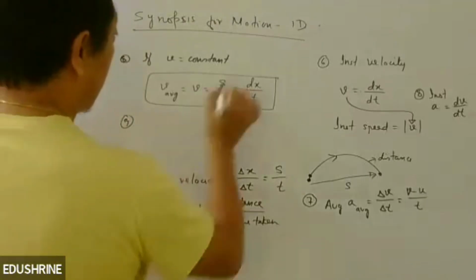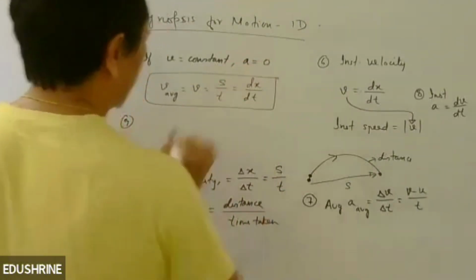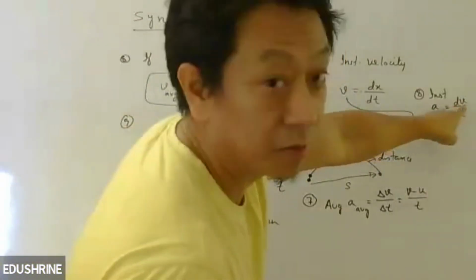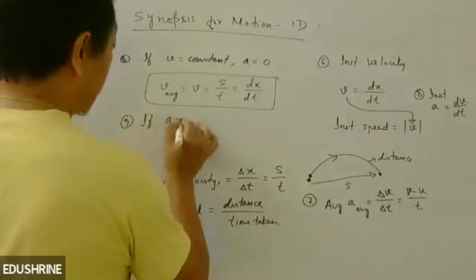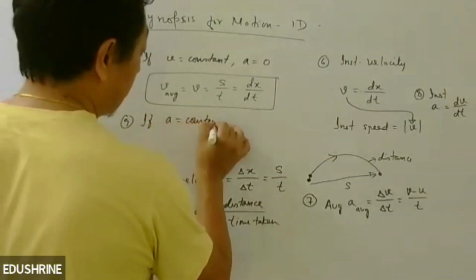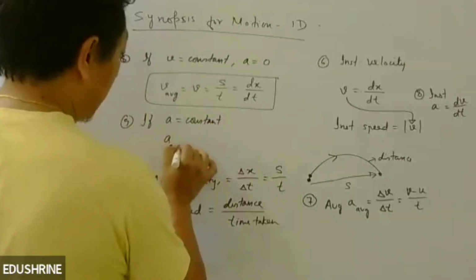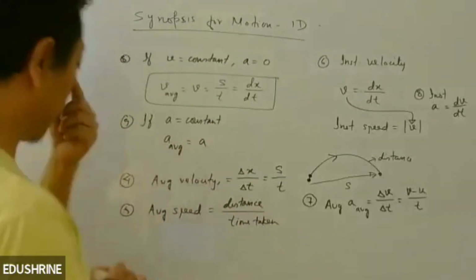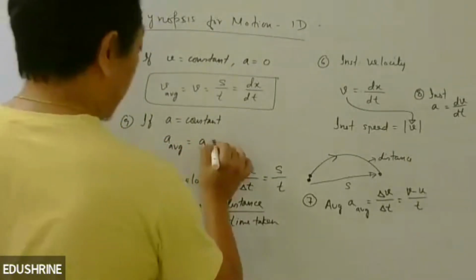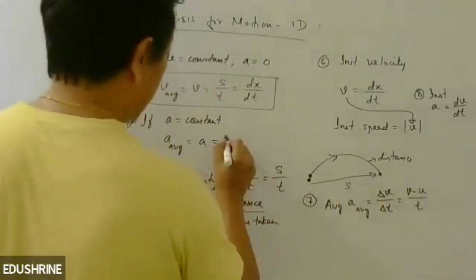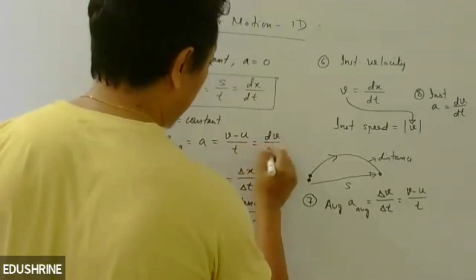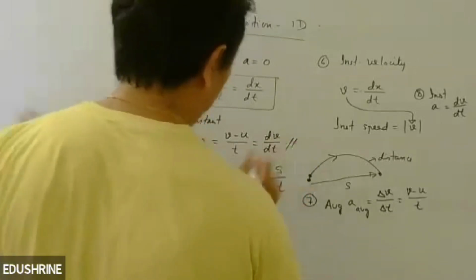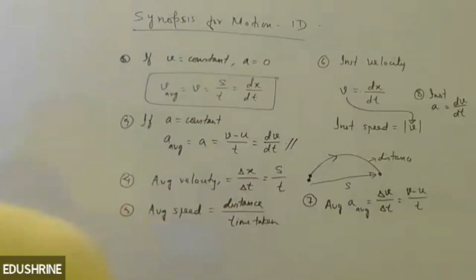Similarly, acceleration will be obviously zero because velocity is constant. So differentiation will be zero. Similarly, if A is constant, then average A will be the same as instantaneous A. And average A, which I wrote here as V minus U by T, will be the same as dV by dt also. So all these things you try to remember.